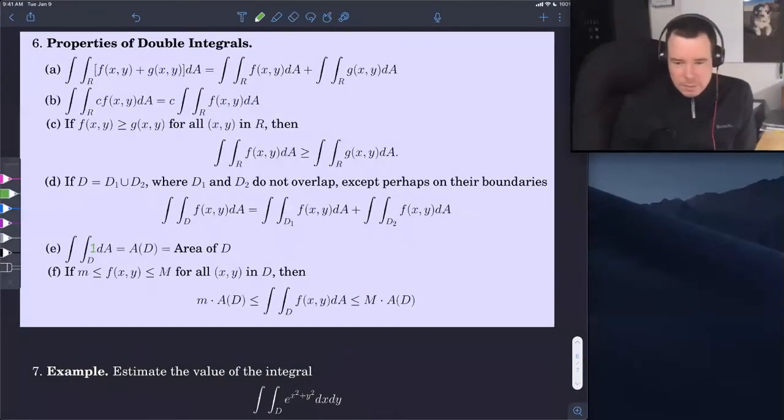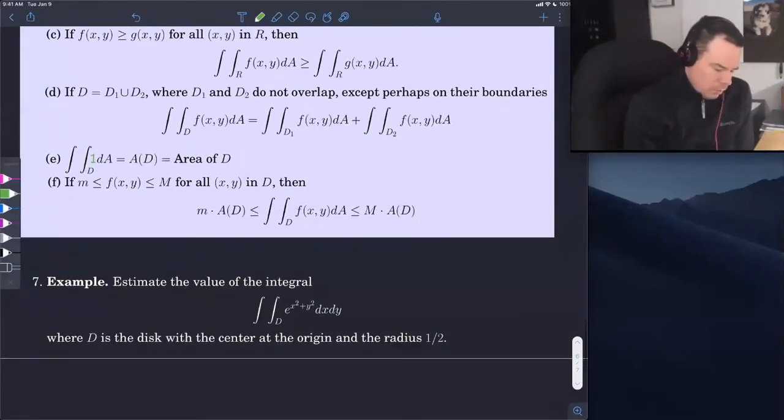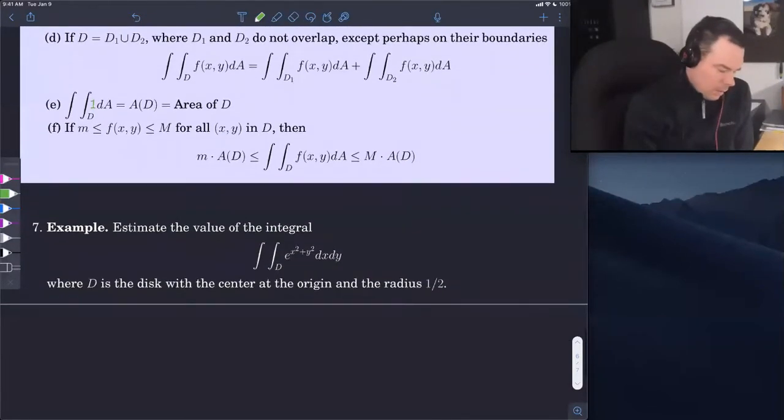The last part F is just a way to get an estimate for integrals. So if F is trapped between two values for all points in the domain, so it's at least little m and at most big M, then the integral of F over that domain is going to be trapped by little m times the area of the region you're integrating over, and it's going to be trapped above by big M times the area of the region you're integrating over. So all of these follow from similar properties for calculus 2, so single integrals.